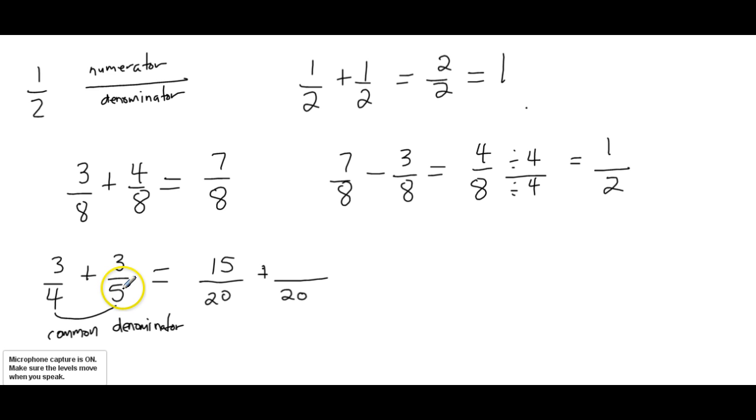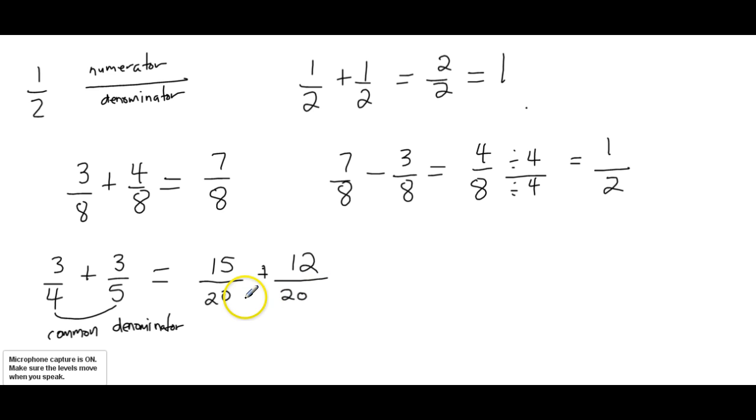Now I take my 3/5 fraction. 5 times what number equals 20? Well, it's 5 times 4. So I take my top number above it, 3. I also multiply it by 4. 3 times 4 is 12. Because 3/5 is the equivalent fraction of 12 over 20. I have not changed the number in any way.